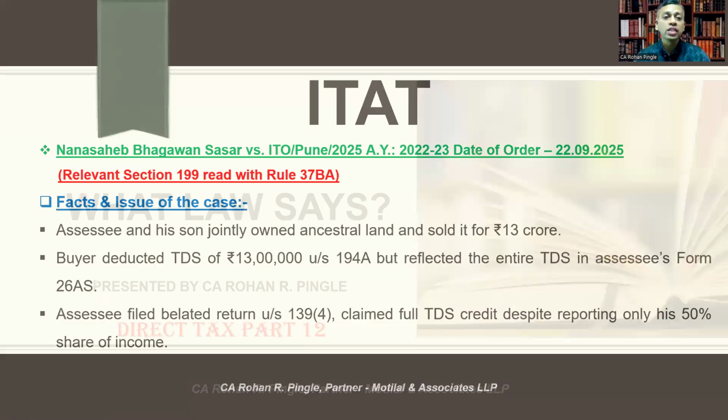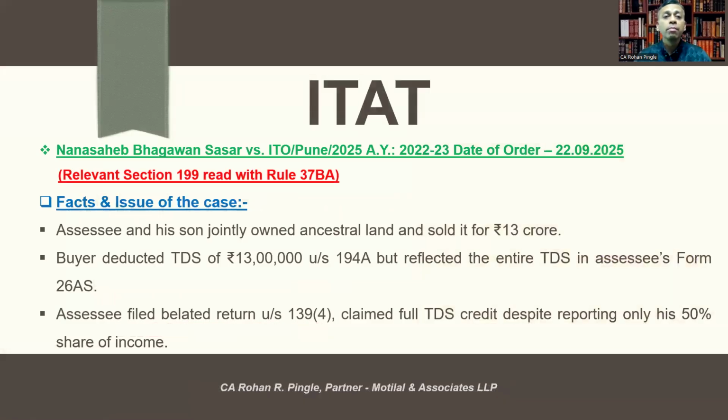Today's first case: Nanasaheb Bhagwan Sasar versus ITO Pune, 2025. Relevant assessment year is 2022-23 and date of order is 22nd September 2025. Relevant section is section 199 read with Rule 37BA. Let's understand facts and issue of the case.